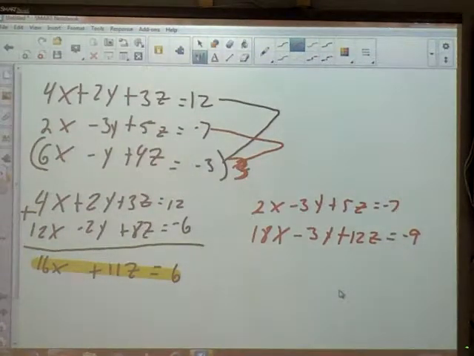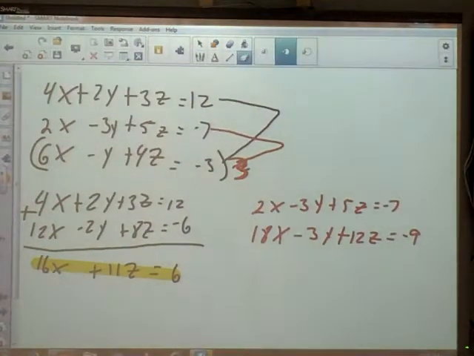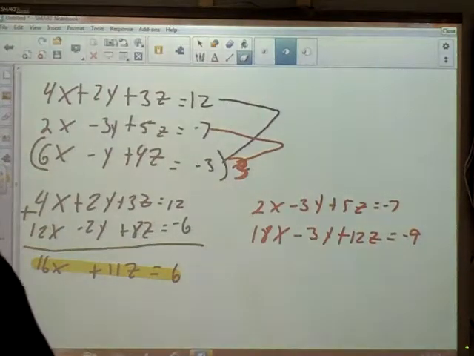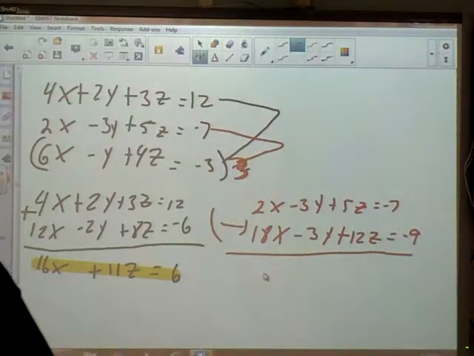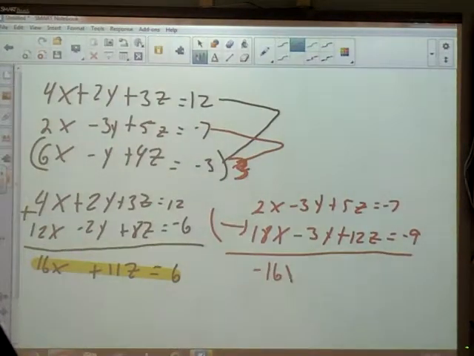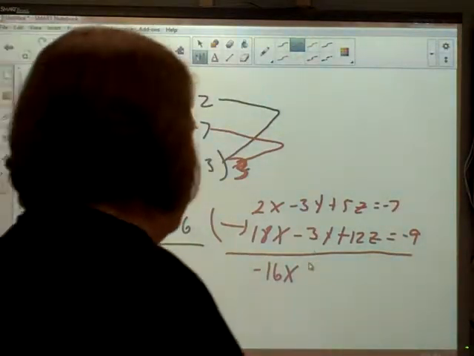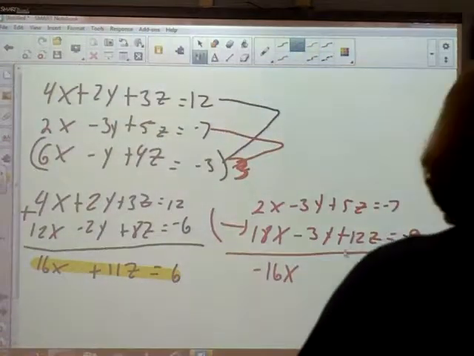Nobody knows? Subtracted. I like it. Okay, got that sent. My 3y's have the same signs, so it is subtraction. They both have a negative in front of them, so good job. That is subtraction, so that's going to be a big subtraction sign out there. 2 minus 18 is negative. Good job. Negative 3y minus negative 3y, 0. Good. 5z minus 12z.